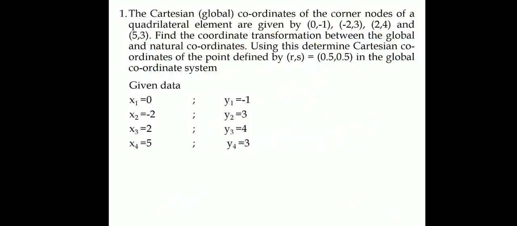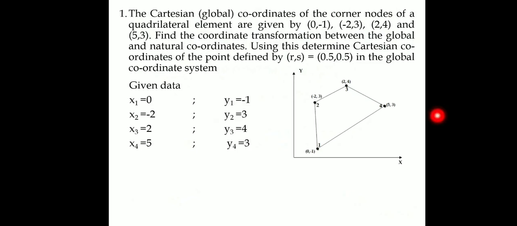So the given data are x1 equal to 0, y1 equal to -1, x2 equal to -2, y2 equal to 3, x3 equal to 2, y3 equal to 4, x4 equal to 5, y4 equal to 3, and the figure is given as: node 1 (0, -1), node 2 (-2, 3), node 3 (2, 4) and node 4 (5, 3), and the axes are x and y.